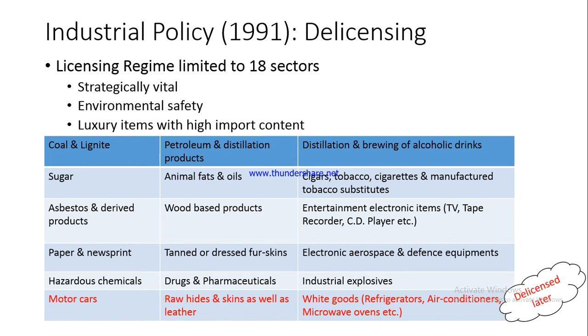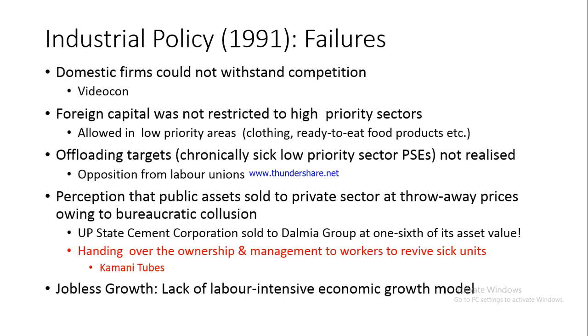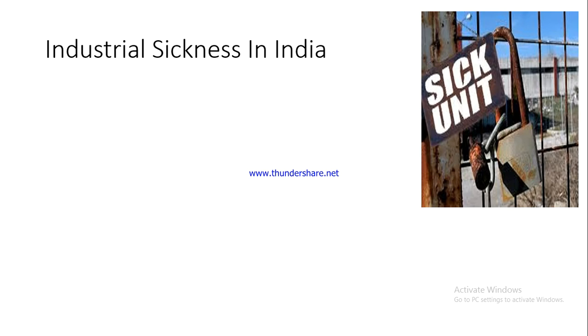We talked about how trade liberalization was introduced and Indian economy became more integrated with the global economy. And we also talked about the failures, where the industrial policy of 1991 has not been able to achieve the desired results. Today we are going to discuss another new topic, which will be industrial sickness in India.